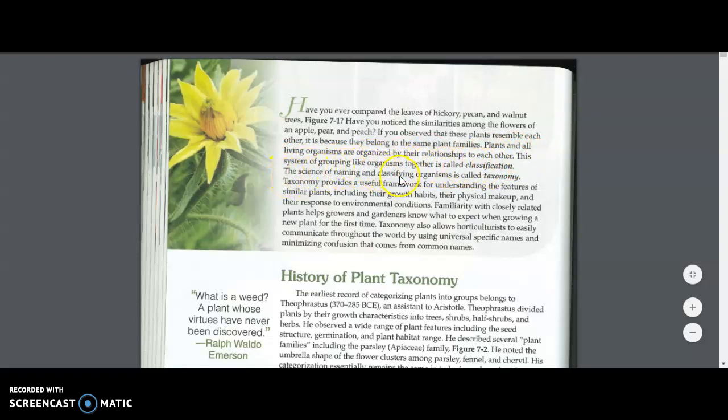The science of naming and classifying organisms is called taxonomy. Taxonomy provides a useful framework for understanding the features of similar plants, including their growth habitats, their physical makeup, and their response to environmental conditions. Familiarity with closely related plants helps growers and gardeners know what to expect when growing a new plant for the first time. Taxonomy also allows horticulturalists to easily communicate throughout the world by using universal specific names and minimizing confusion that comes from common names. So you'll find the answer to number 1 in what I just read.